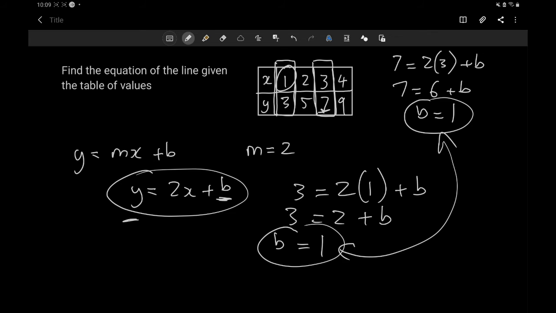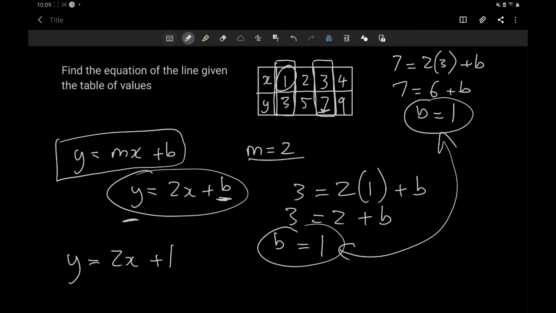So now that we have the values for m and b, we can put it back into our general formula. So y is equal to m, which we know is 2. So it'll be 2x plus b, which we know is 1. That's it. So the formula of the line given the table of values here is y is equal to 2x plus 1.